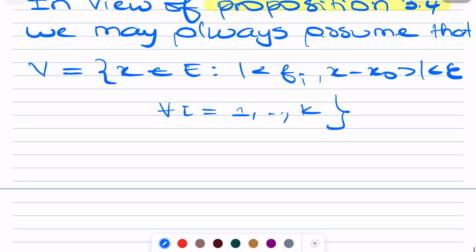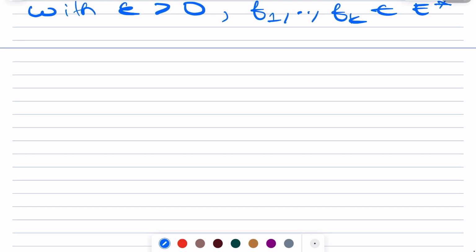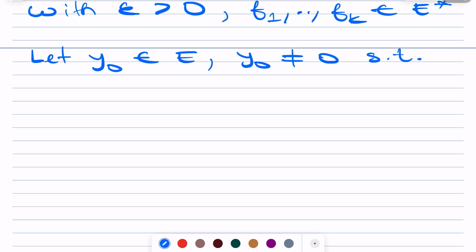Okay, with epsilon obviously positive, right? With epsilon simply greater than 0, and f1, ..., fk being linear bounded operators. So now let y0 belong to E, right, such that y0 is different from 0, such that fi of y0 is equal to 0 for every i.